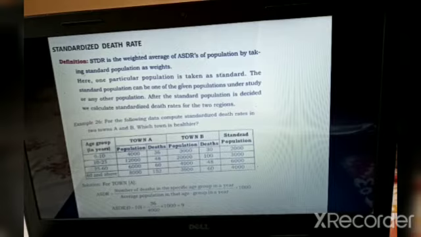That is the number of deaths in the specific age group in a year divided by the average population in that age group in a year, into 1000. So we'll calculate the age specific death rate for the age group 0 to 10. The average number of deaths in that age group is 36, divided by the average population for 0 to 10, which is 4000, into 1000. You get 9.